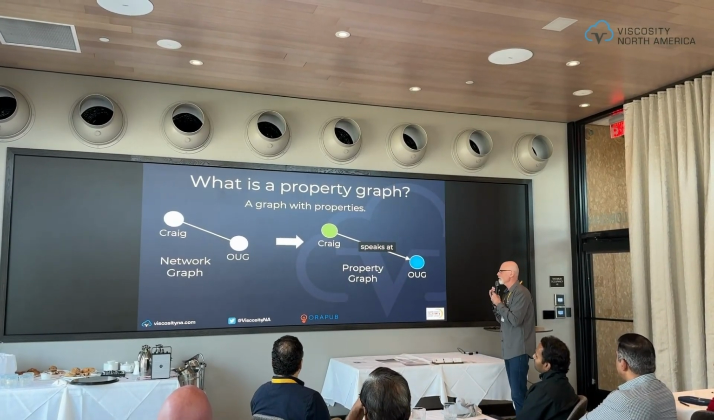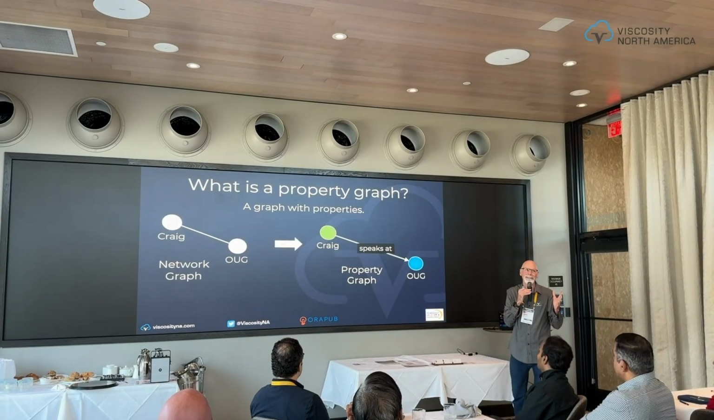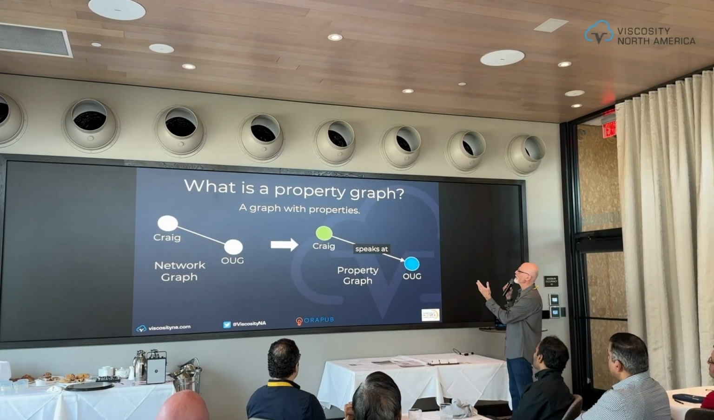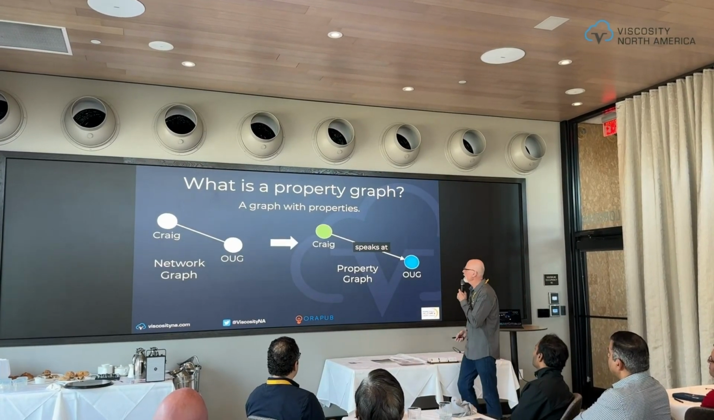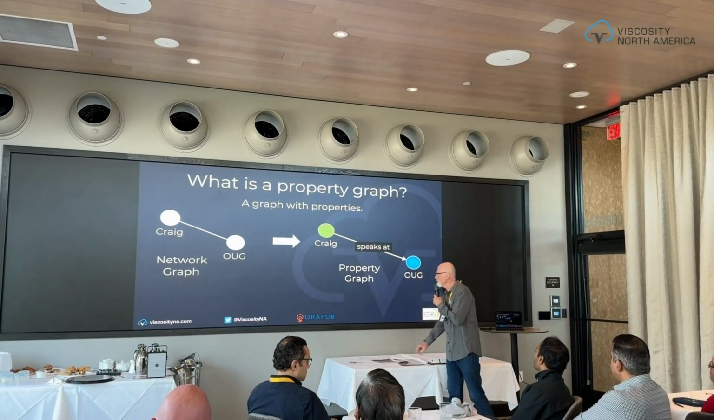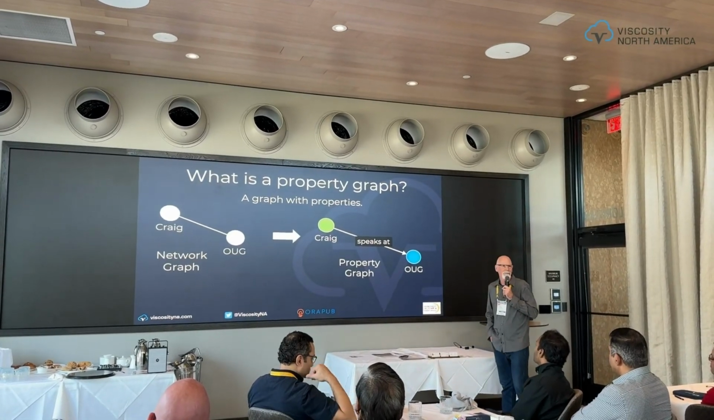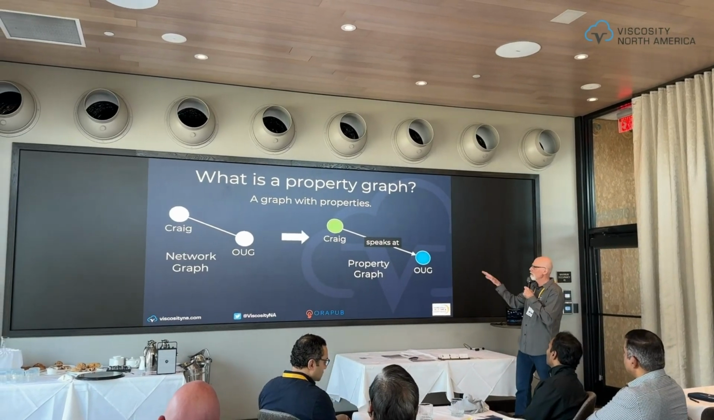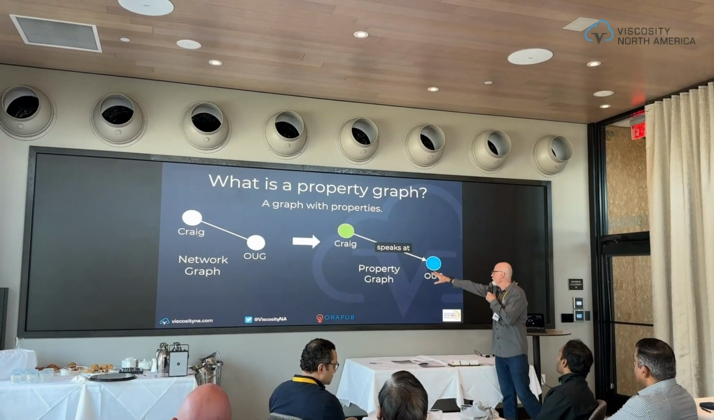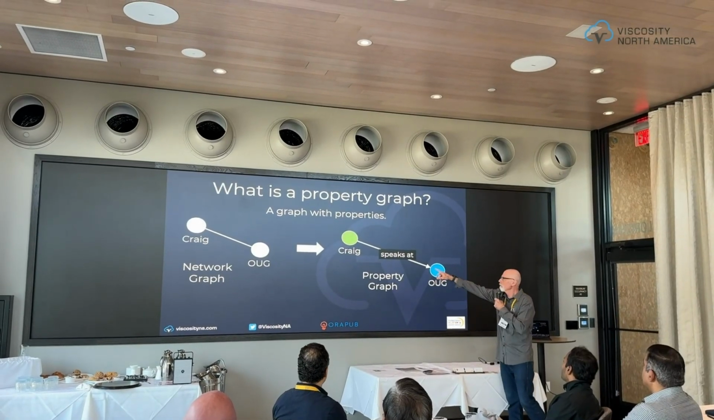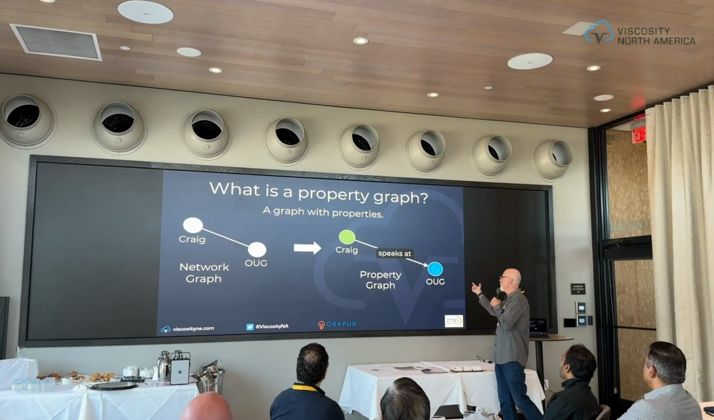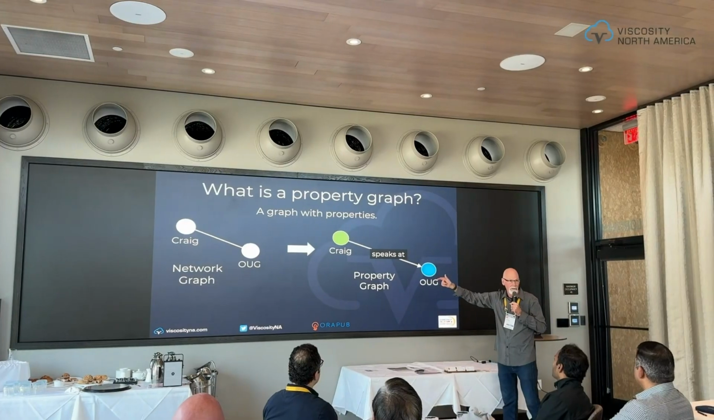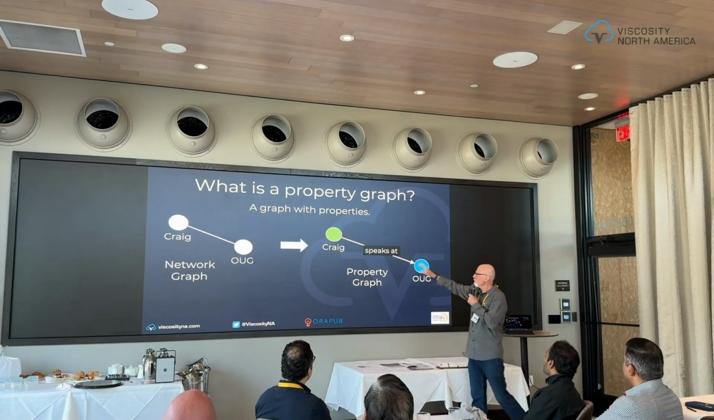A property graph starts to have properties. You'll notice right away there's quite a bit more information about the relationship between the two entities. So Craig speaks at an OraPub user group. It's directional. So if it goes back the other way, we're going to see another arrow. Notice we have colors.